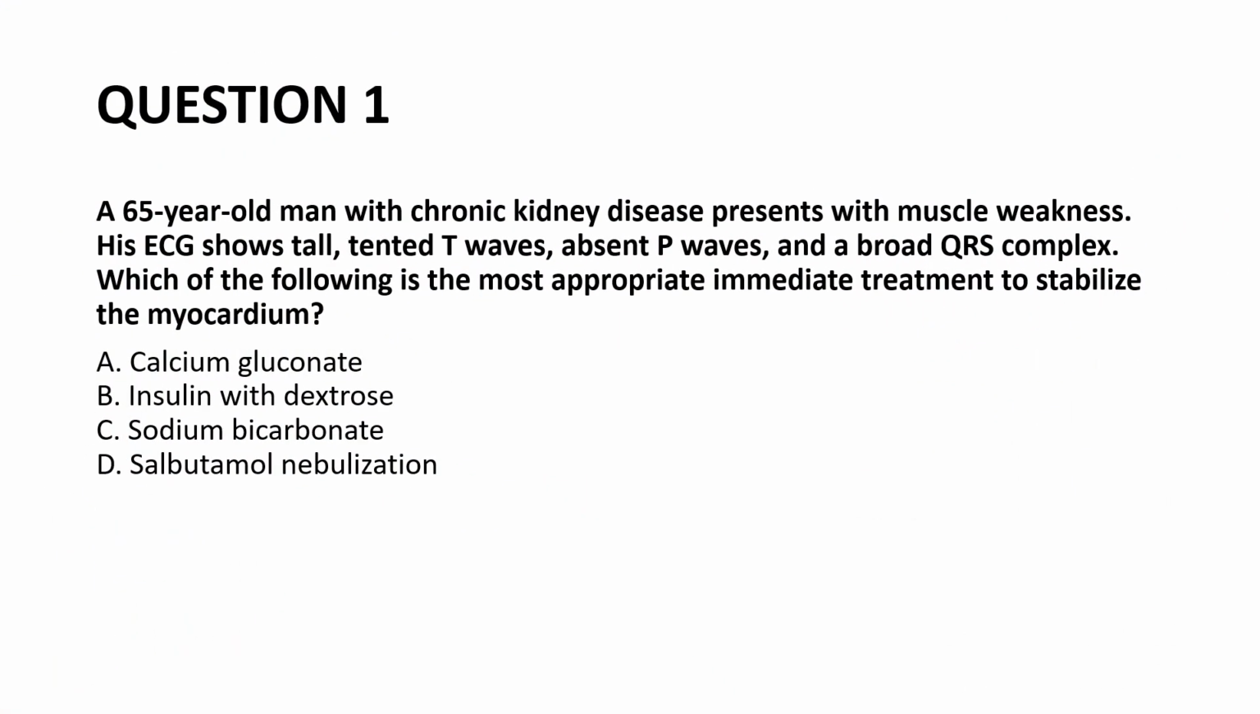Question 1. A 65-year-old man with chronic kidney disease presents with muscle weakness. His ECG shows tall tented T waves, absent P waves, and broad QRS complex. Which of the following is the most appropriate immediate treatment to stabilize the myocardium? Calcium gluconate, insulin with dextrose, sodium bicarbonate, salbutamol nebulization.